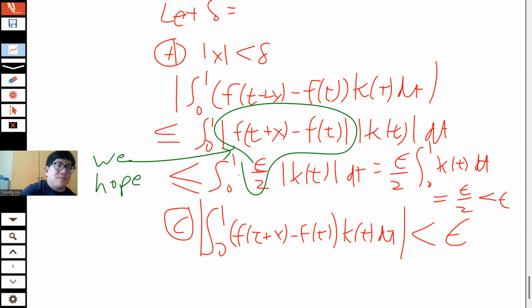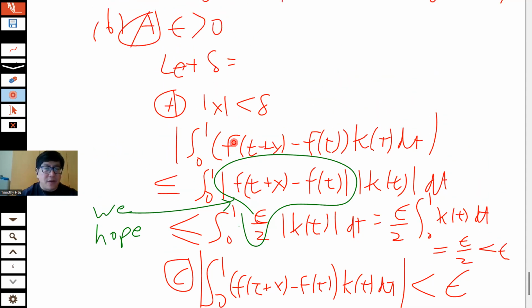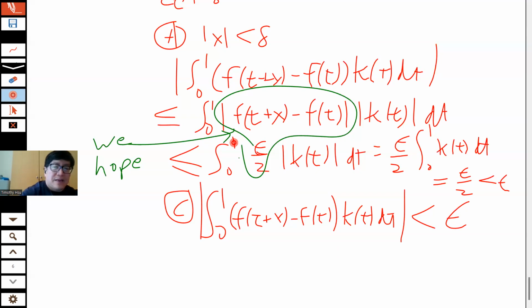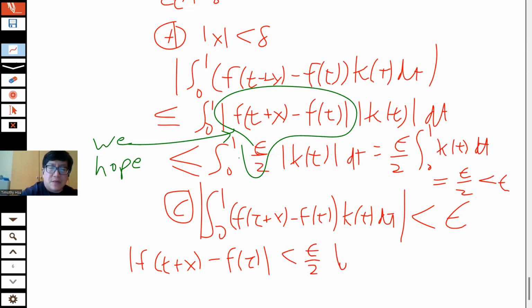So if we can somehow get this to work out, if we can be sure that f of t plus x minus f of t is strictly less than epsilon over 2, then we're good to go. So that's what we want. I didn't quite leave enough room here, so I'm going to start writing this down. The fact that we're going to need is that f of t plus x minus f of t will be less than epsilon over 2, and we're going to justify that in a minute.